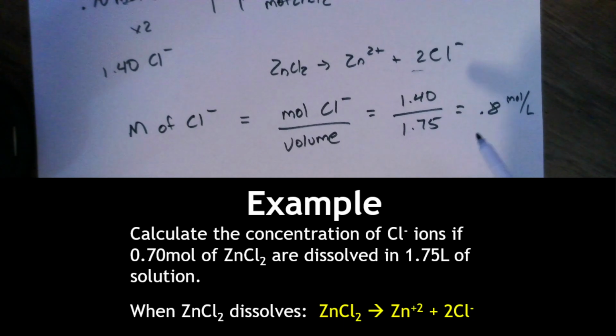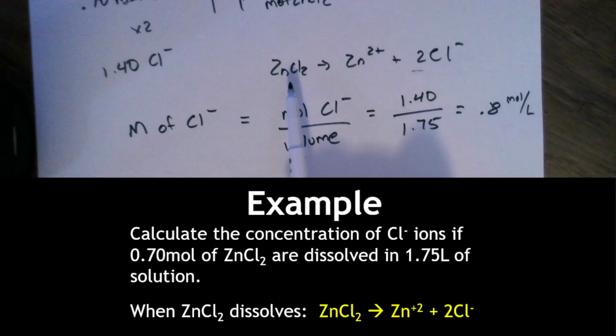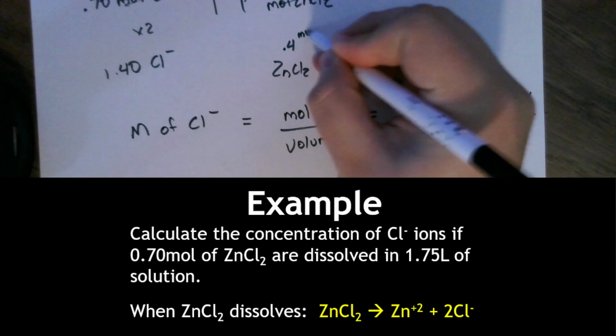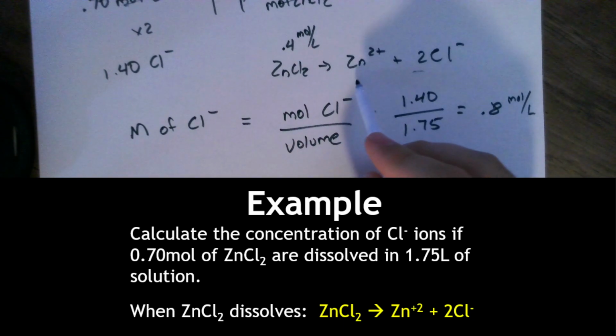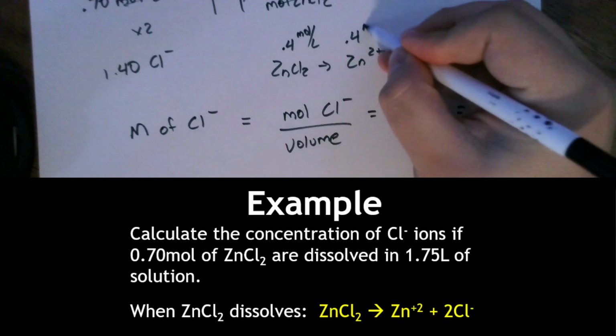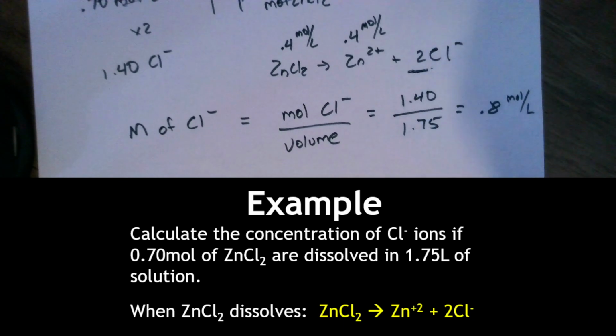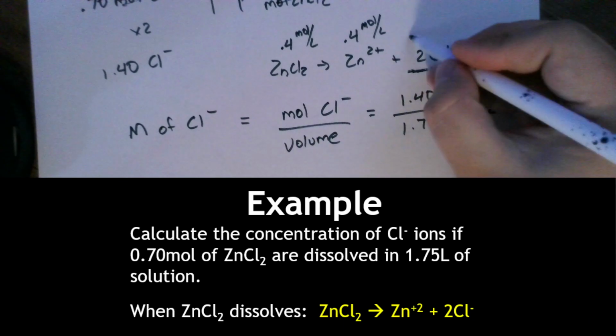Okay? The molarity of my zinc chloride, if I calculated that, is only going to be half. This one will only be 0.4 moles per liter. And same with the zinc, 0.4 moles per liter. But the chlorine, because of this 2 here, I make 2 in every reaction, so it's going to be double, 0.8.